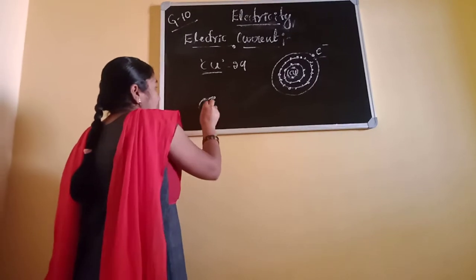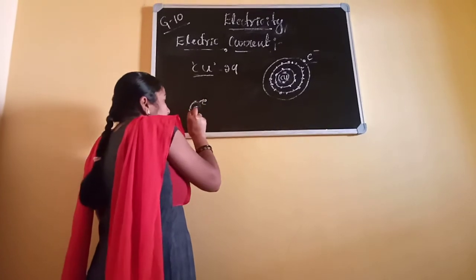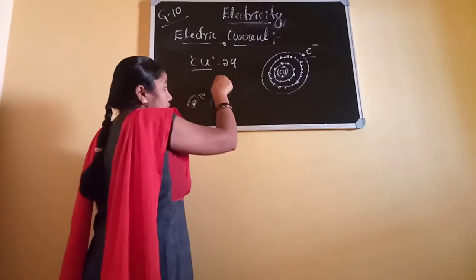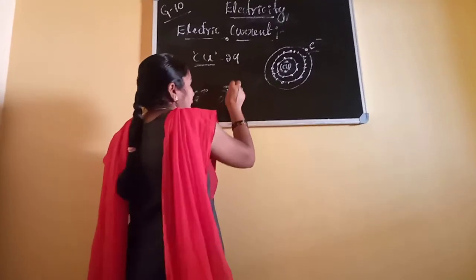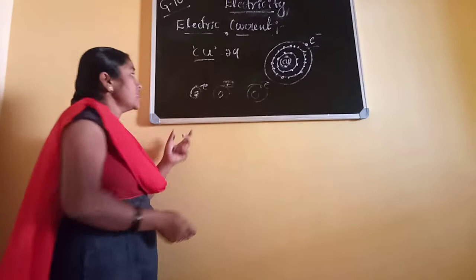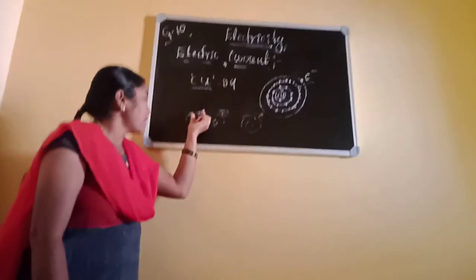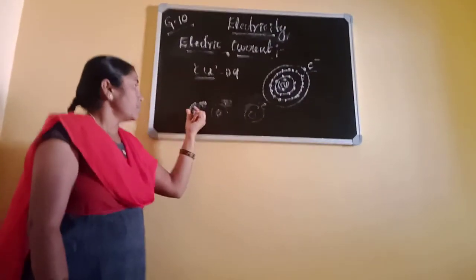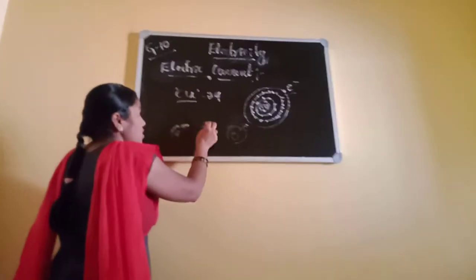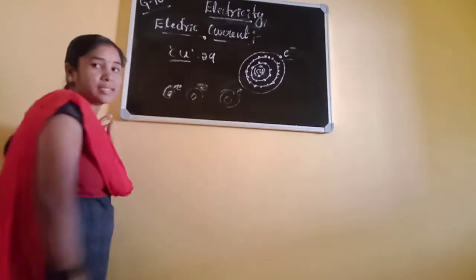See, when we apply force or energy to this atom, this electron will come out from this atom to the next atom. Again, when we apply force to that atom also, its electron starts moving to another atom. Like this, when we apply force or energy to any one atom, the electrons start moving from one atom to another atom, to the next atom. Like this, electrons flow from one atom to another.